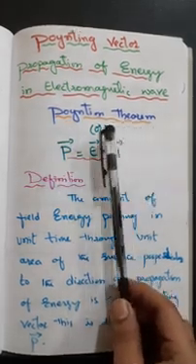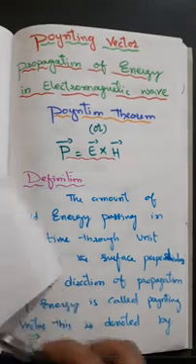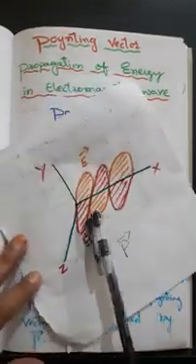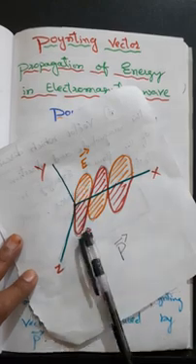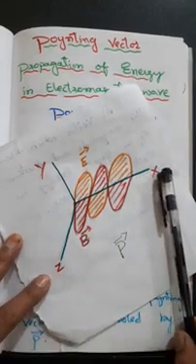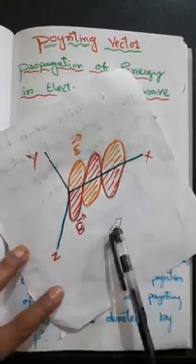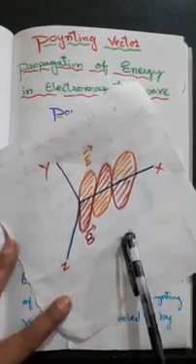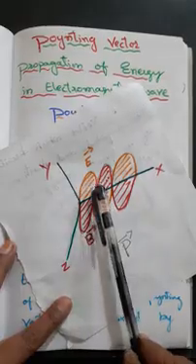First of all, what is an electromagnetic wave? An electromagnetic wave is a wave in which the electric and magnetic fields are perpendicular to the direction of propagation. What is Poynting vector? Poynting vector is the vector which gives the energy flow in electromagnetic waves.